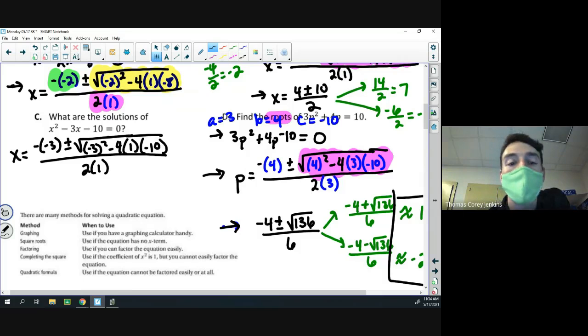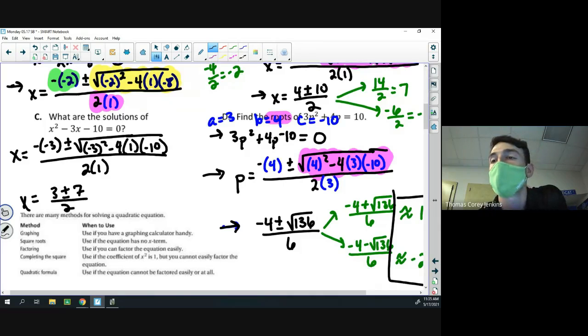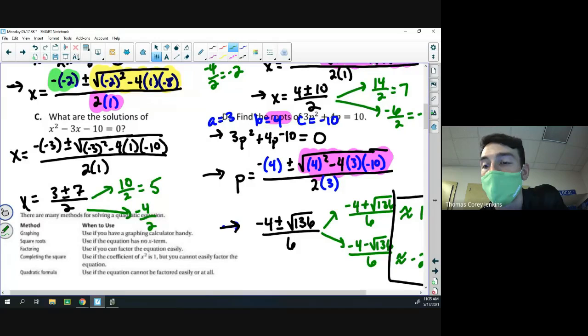So next step has us at x equals 3 plus or minus 7 over 2. Then we do it both ways. So 3 plus 7 is 10. 10 over 2 is 5. 3 minus 7 is -4. Divided by 2 is -2. So 5 and -2.